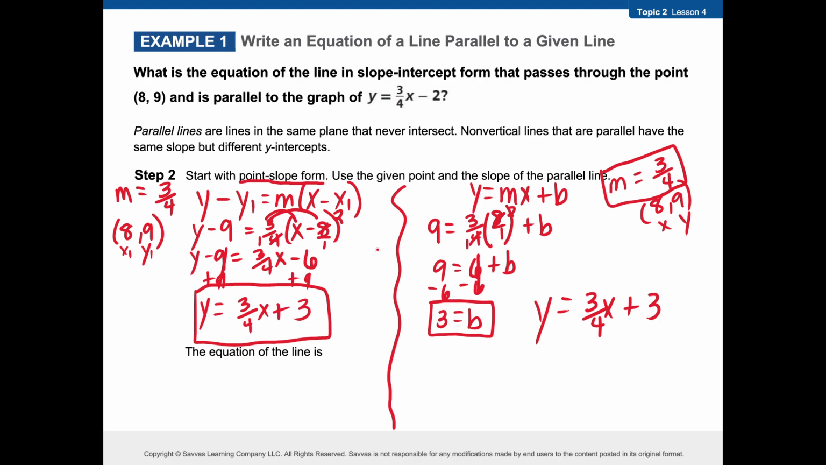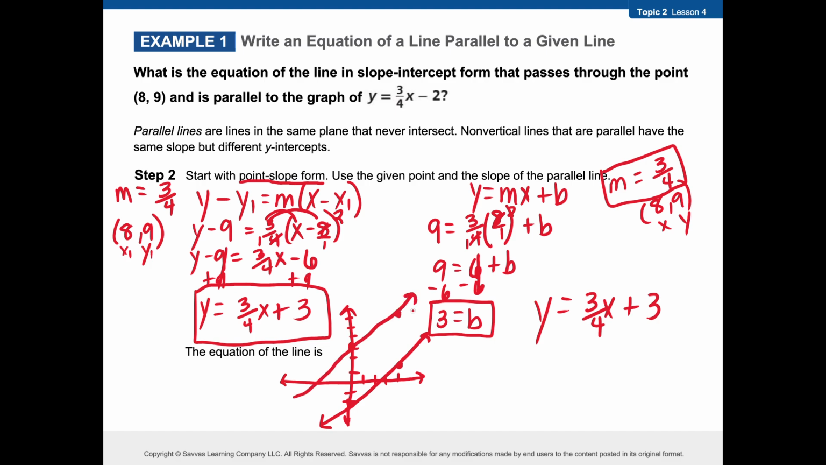Now, let me see if I can fit that. Take this out, just so you guys can see why they would be parallel. The original equation starts at negative 2. It would go up 3 units, 4 units to the right. And now my new equation is starting at positive 3, also going up 3 units, 4 to the right. So these two lines would run alongside each other, parallel, starting at different y-intercepts, but with the exact same slope.